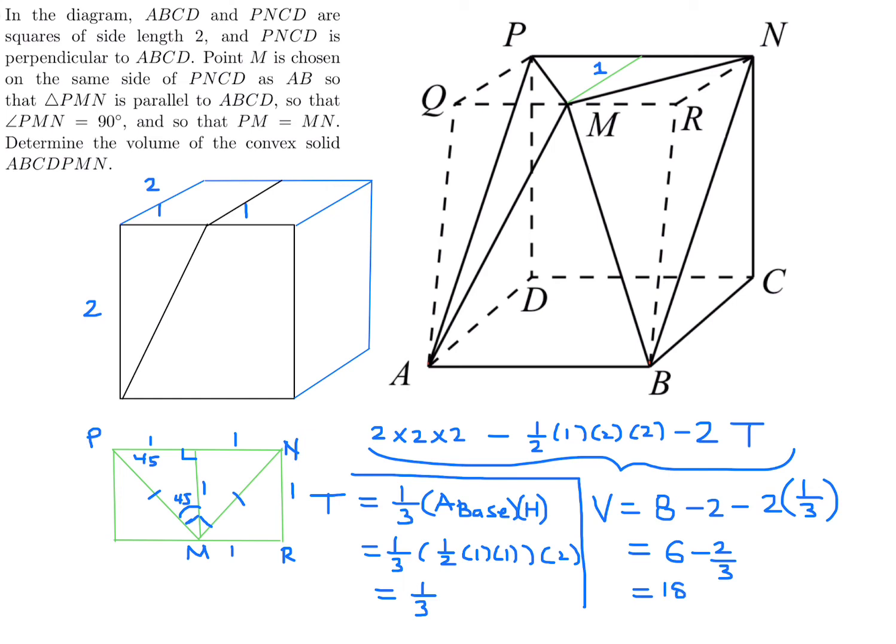So that's going to be 18 minus 2 over 3. And that is 16 over 3. 16 over 3 is the volume of that convex solid A, B, C, D, P, M, N.